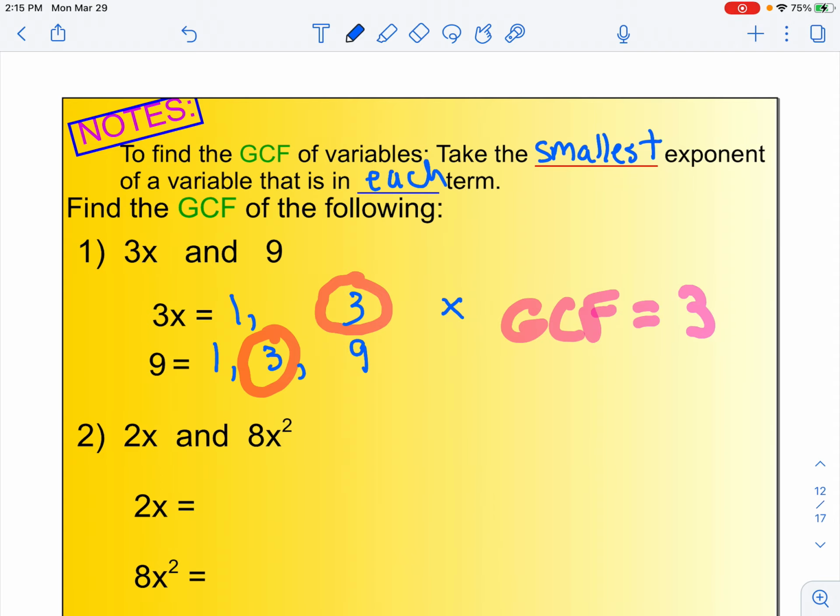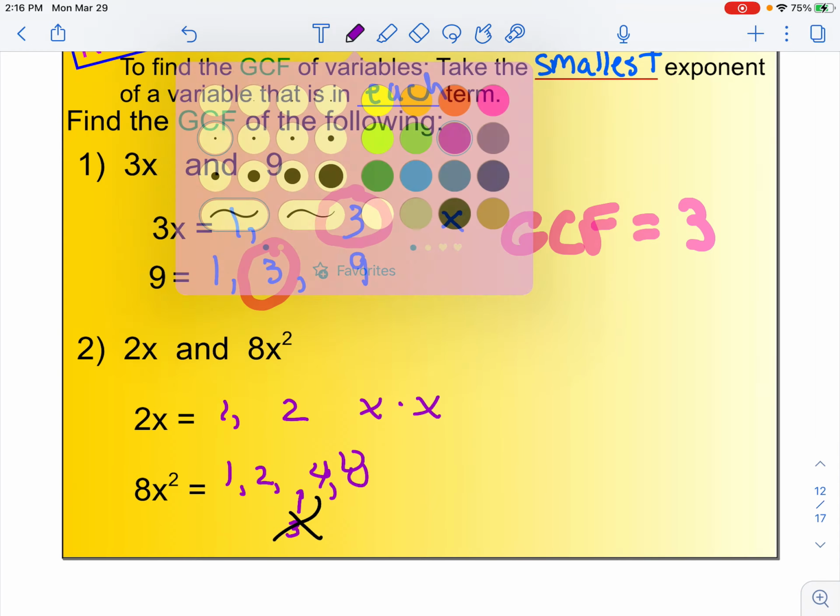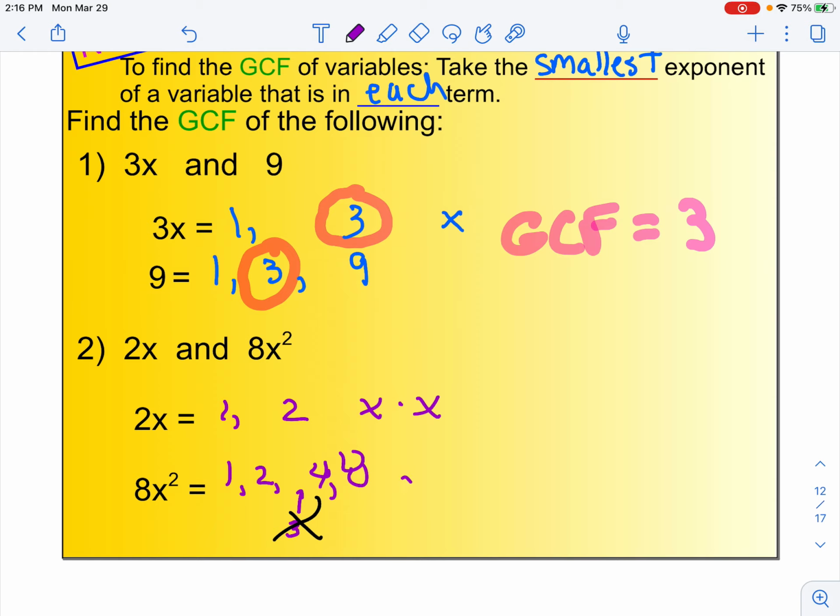But let's look at this bottom one. Okay, so now we're looking for the greatest common factor of 2x and 8x squared. Well, for 2x, we'd have the number part, 1 times 2, and those are the only factors. But then we have an x and an x. That makes x squared, x times x. So now we look at 8. We have 1 and 8. 2 goes in there 4 times. And now if I check the number 3, that does not go in there evenly. So those are my factors. But I also have 2 x's down over here. And actually in my first one, going back, I only have 1 x.